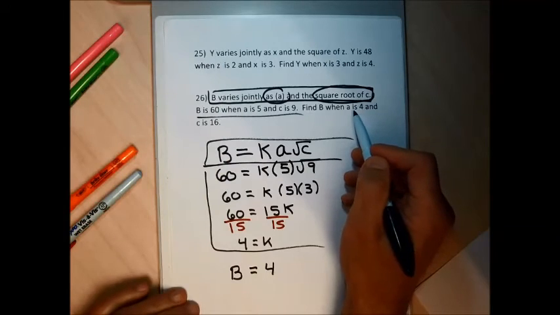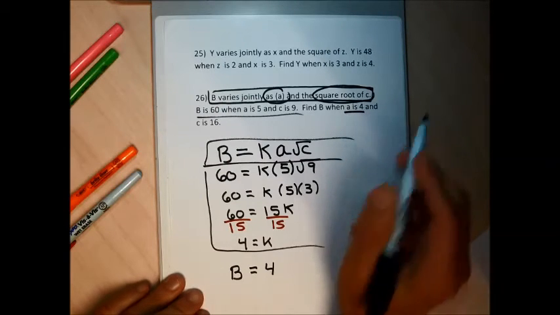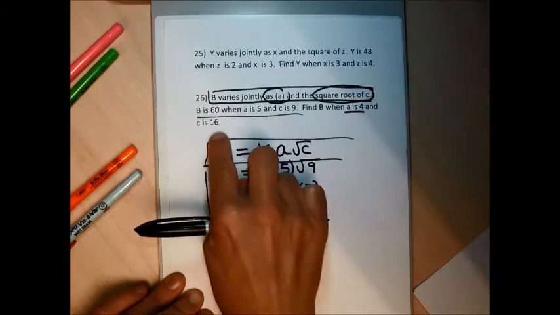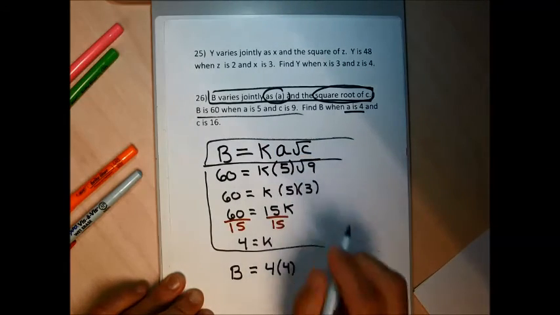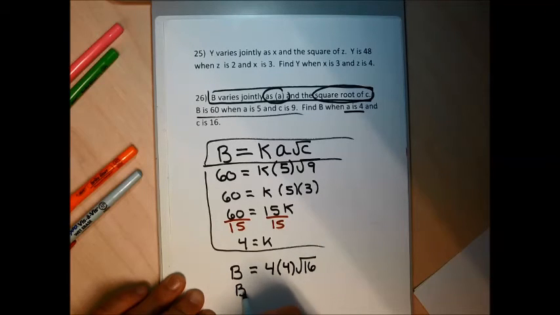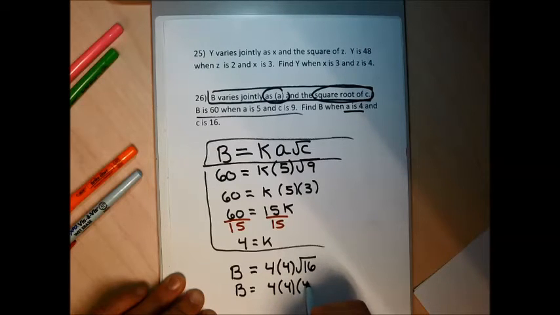And in the last sentence, I'm supposed to plug also 4 in for a. So for that a, I'm going to plug in 4. And I'm supposed to plug in 16 for c. So for that c, I'm going to plug in 16. And I'm going to go b equals 4 times 4. And the square root of 16 is also 4.